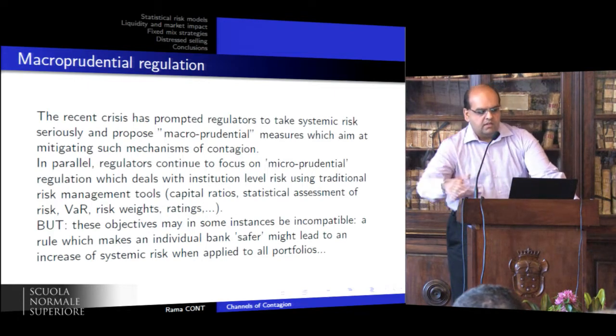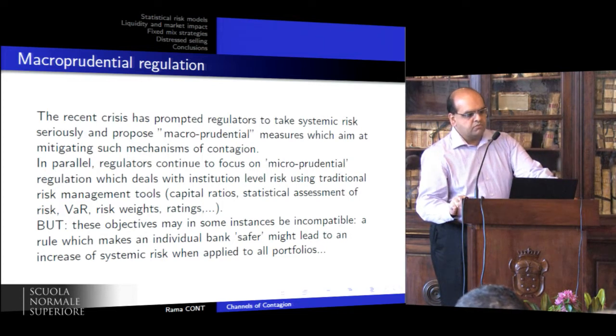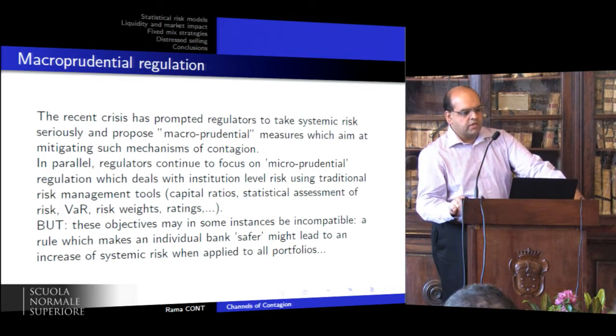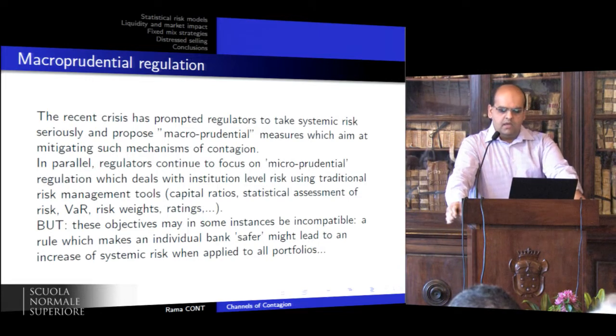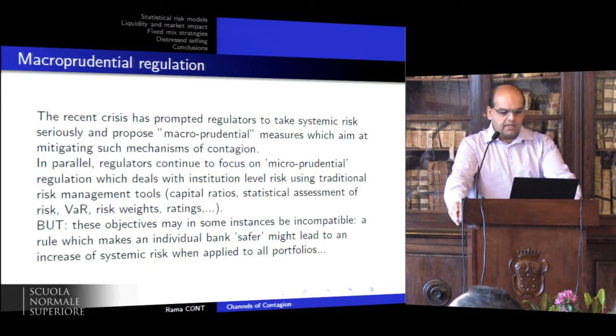So if you read any of these reports published by various regulatory agencies, they say, yeah, we are thinking about macroprudential stress testing, macroprudential ways of dealing with risk. So the idea is that they want to devise instruments for regulation which focus on systemic risk and so on.